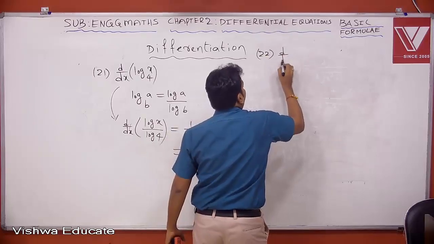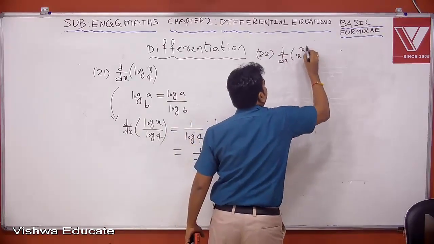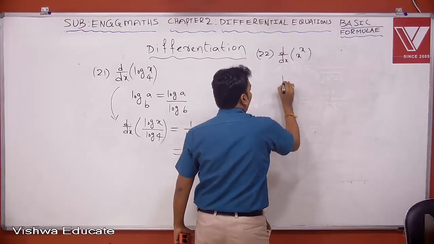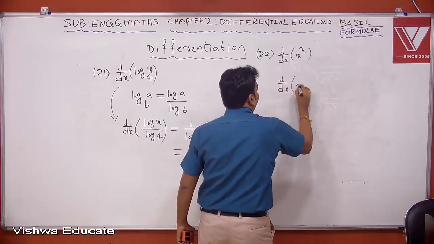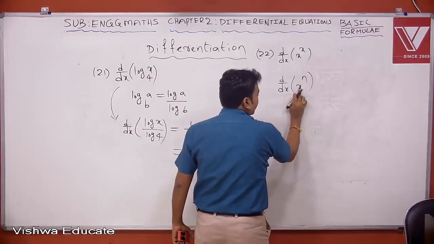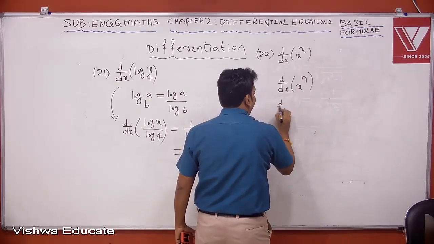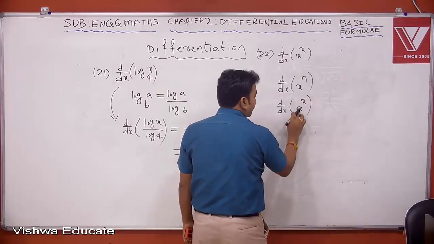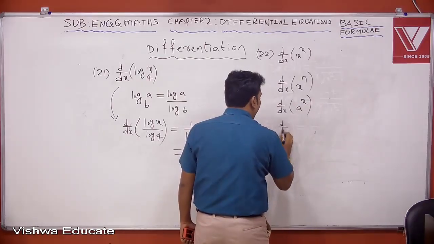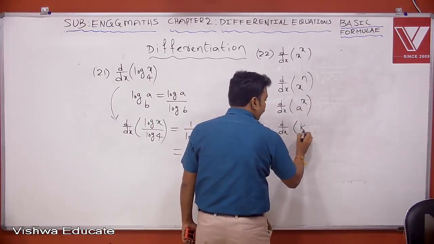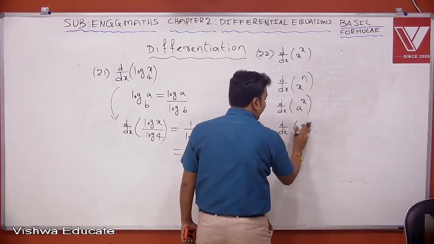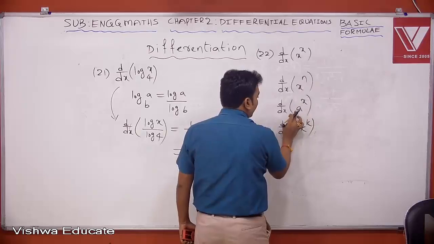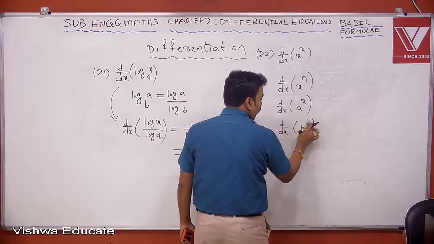Next, I want d by dx of x power x. Now both are variable quantities. Earlier we have seen d by dx of x power n, where the base is variable and the power is constant. Next we have written the formula for the derivative of a power x, where the base is constant and the power is variable. After that we wrote the formula for the derivative of k, where the constant we can write as k power k. So: variable, constant; constant, variable; both are constants.